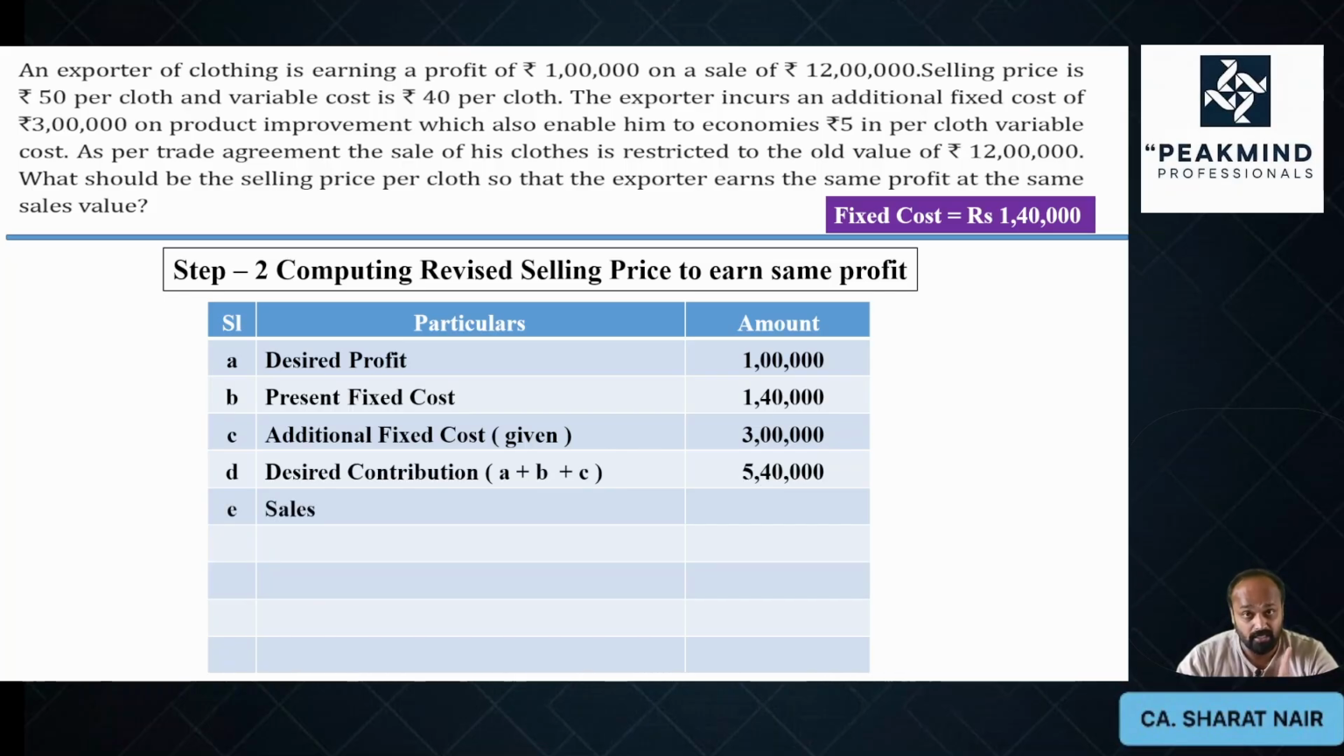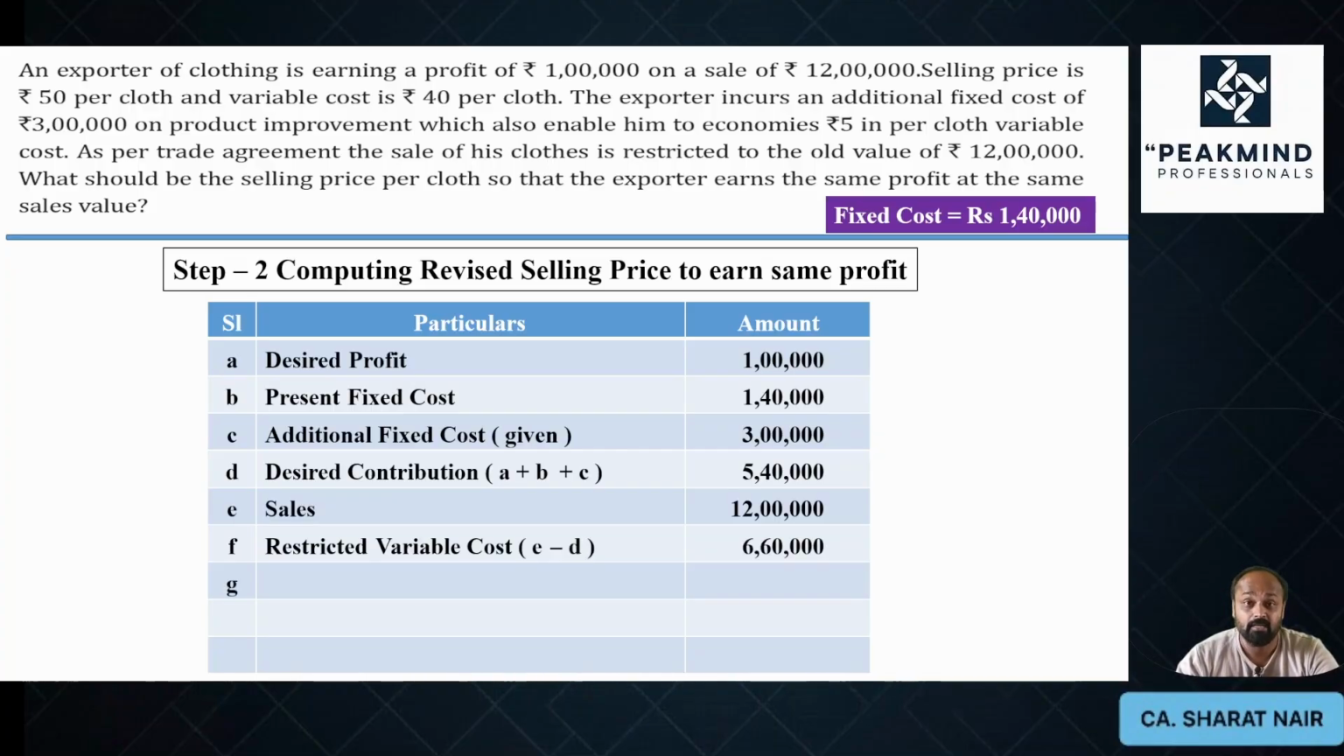Next, sales. They said you can't touch upon the sales. Your sales value cannot be changed. It should be 12 lakh itself. Fair enough. So now sales minus variable cost is contribution, means sales minus contribution will be my variable cost. So my restricted variable cost, that is I can't go more than that. How much is that? 12 lakh minus 5 lakh 40,000. It will be 6 lakh 60,000.